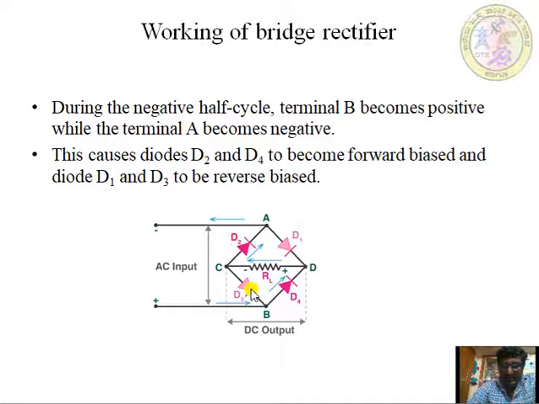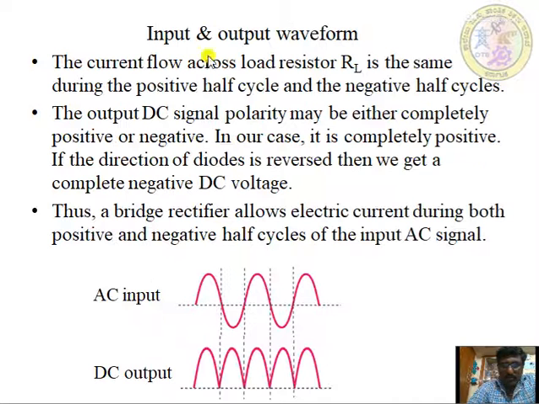Same thing. D1 and D3 are in reverse bias, D2 and D4 are forward biased, and the output current is considered across the load resistance RL. See, this is the input and output. During the positive half cycle D1 and D3 are conducting, and during the negative half cycle D2 and D4 are conducting. So this is the waveform we will be getting. It is the same as your center tapped full wave rectifier.